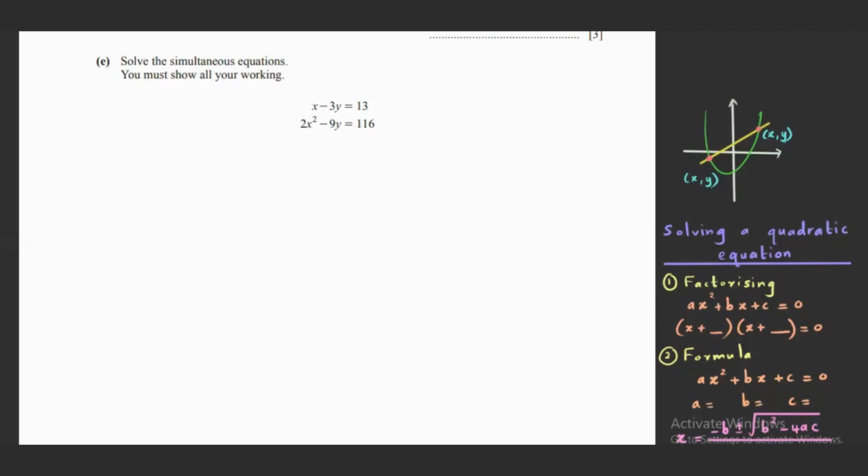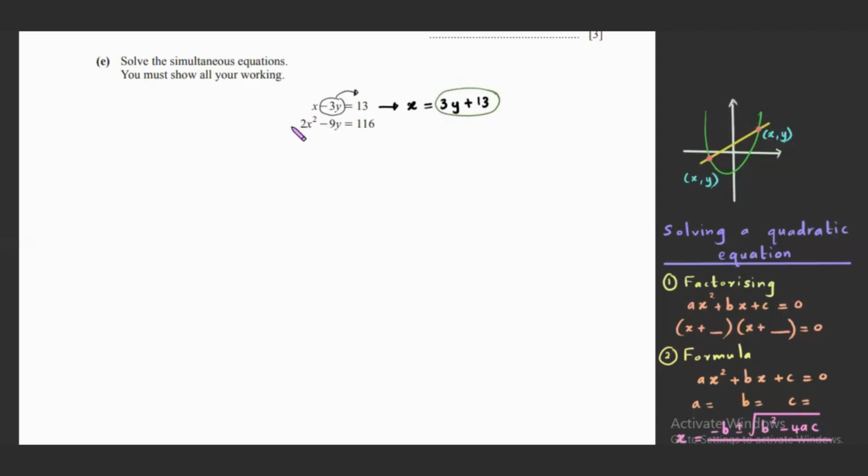Now to do this, we're going to make use of the substitution method. So to do that, I'm going to first isolate x here. When I isolate x, I need to bring this minus 3y to the other side. That becomes plus 3y. So I can write it as x is equal to 3y plus 13. Now, this expression that I have here, which is 3y plus 13, is equal to x.